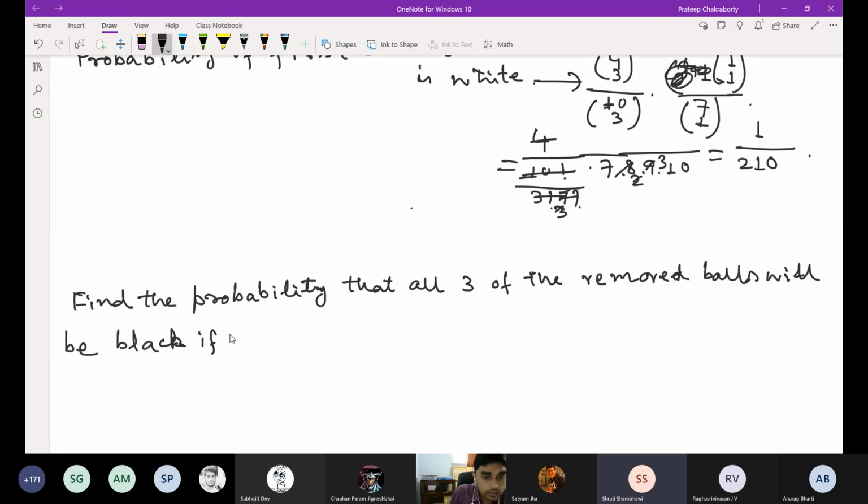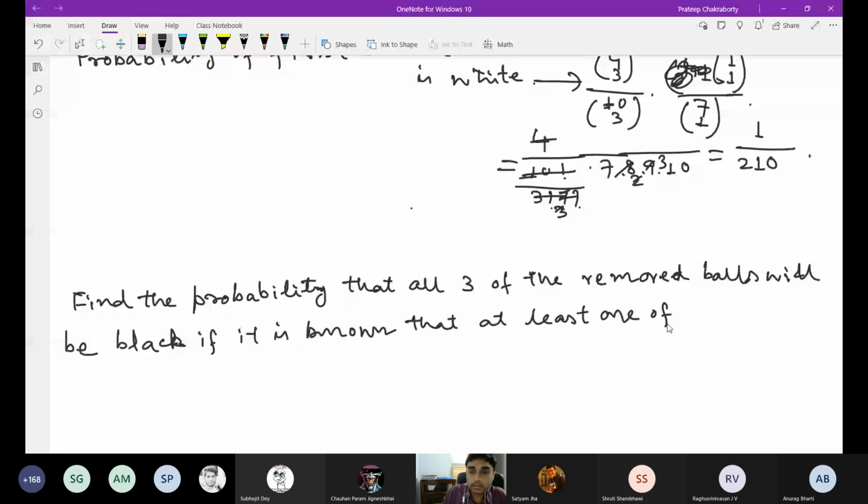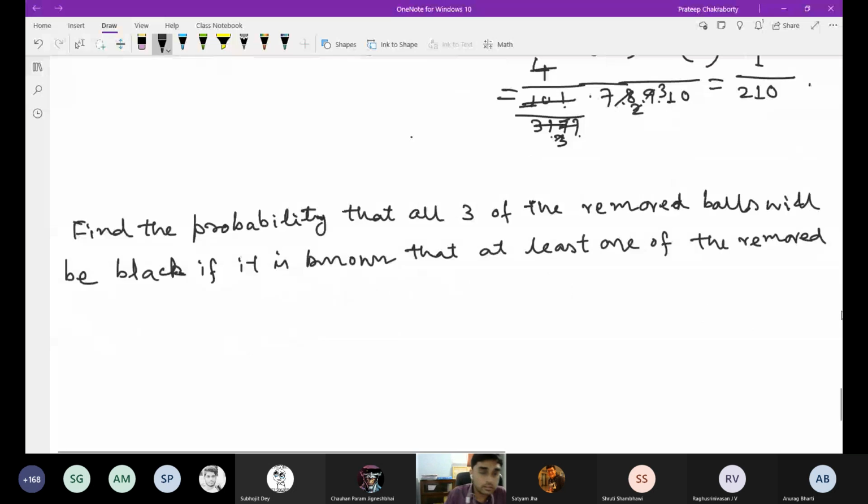So all three of the removed balls will be black. If it is known that at least one of the removed balls is black, find the probability that all the removed balls will be black. So this is regarding the first case that we removed 3 balls.